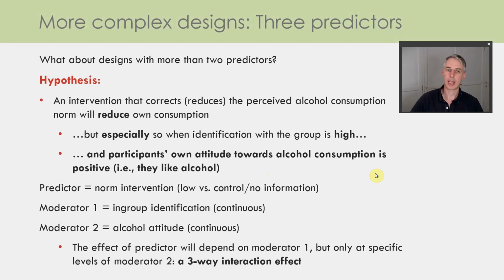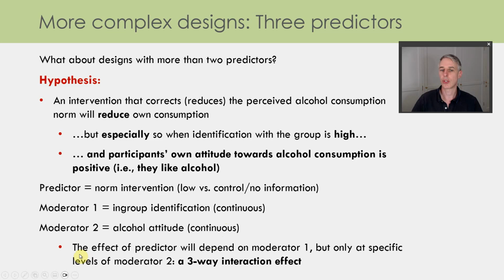So here we've got a model that has a main predictor, let's say the norm intervention again. We've got that same continuous moderator from the previous time we looked at this, in-group identification, but now we've got a third predictor, a second moderator, which is people's own attitude to alcohol consumption. Again, this is continuous, measured perhaps using a self-report questionnaire measure.